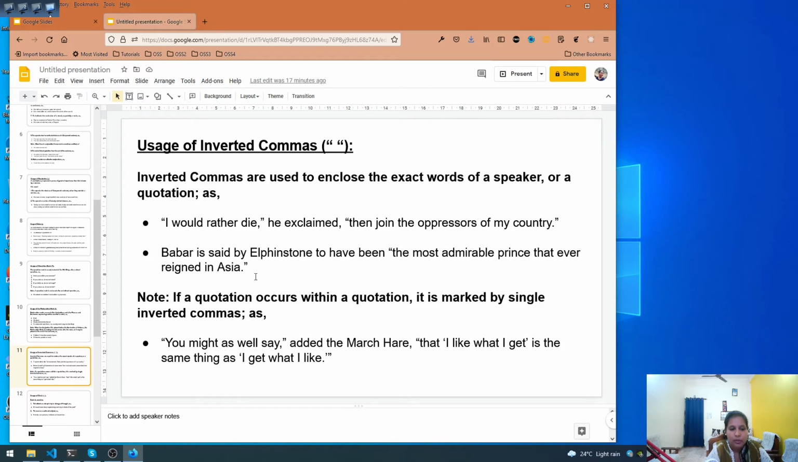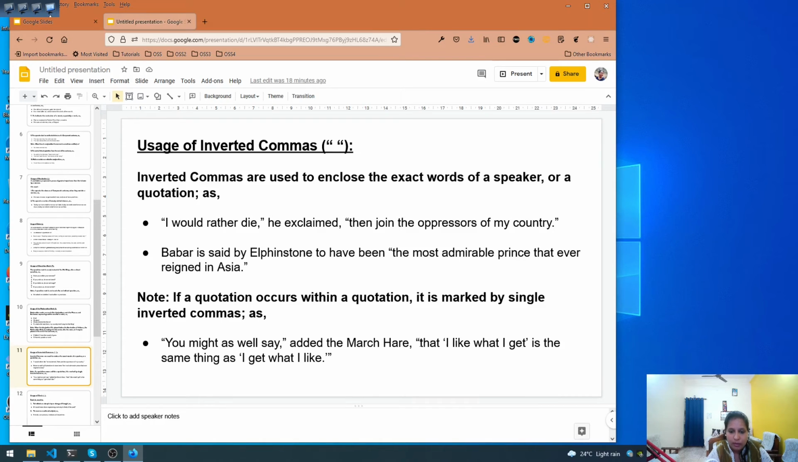There is something we should keep in mind here: if a quotation occurs within a quotation, sometimes there is a quotation inside a quotation, isn't it? It is marked by single inverted commas. "You might as well say," added Marchhare, "that I like what I get." Here these words are told by Marchhare.